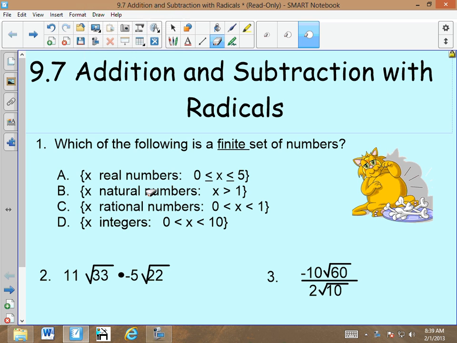Okay, this is 9.7, addition and subtraction with radicals. We're going to go ahead and go over the warm-up, so go ahead and do those. And then hit play on the video, check your answers.